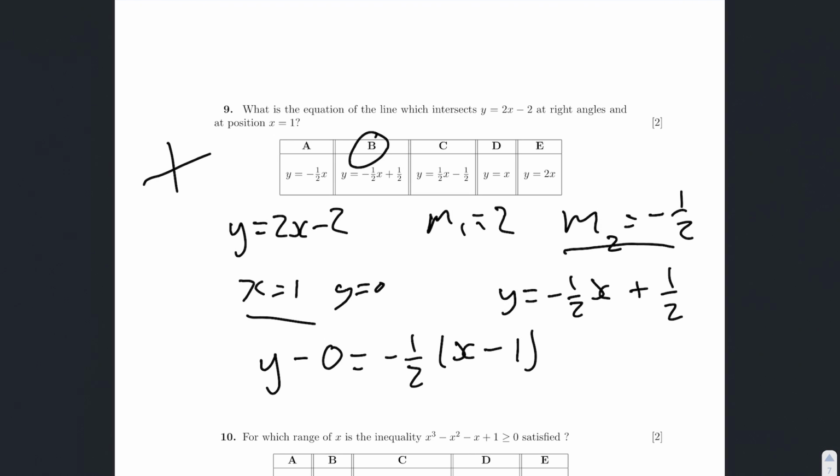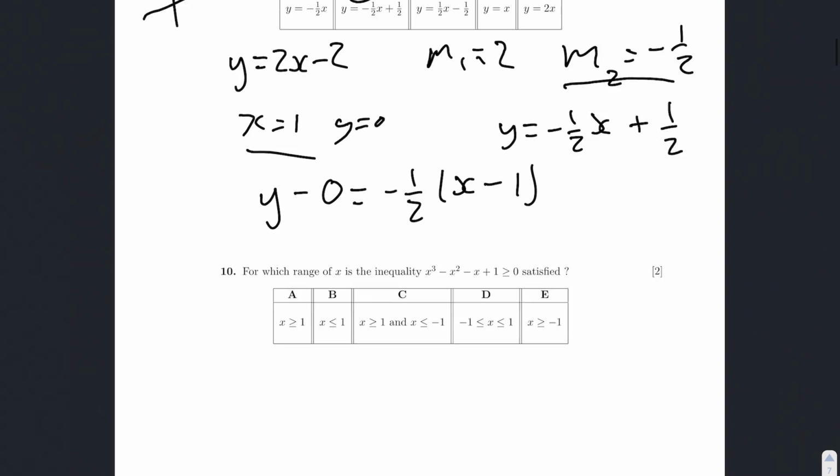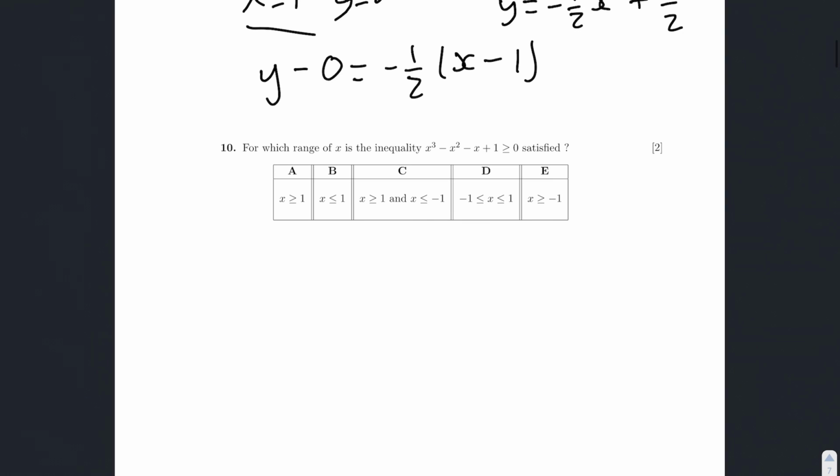For which range of x is the inequality x cubed minus x squared minus x plus 1 bigger than or equal to 0 satisfied? So, we're going to try and find a common factor of it, and then we're going to factorize it, find the intersection points, and we're going to look at what the curve looks like.